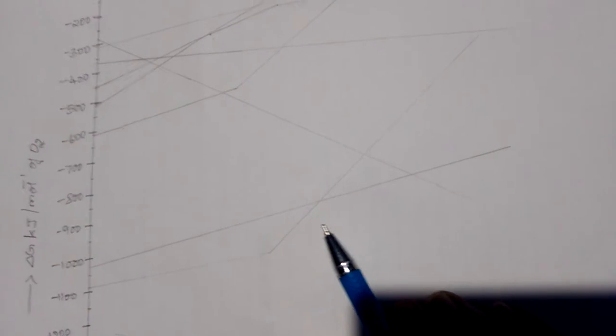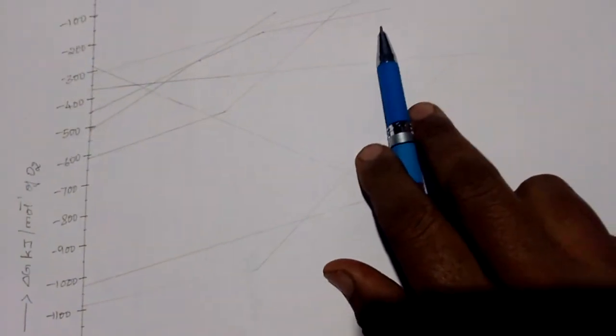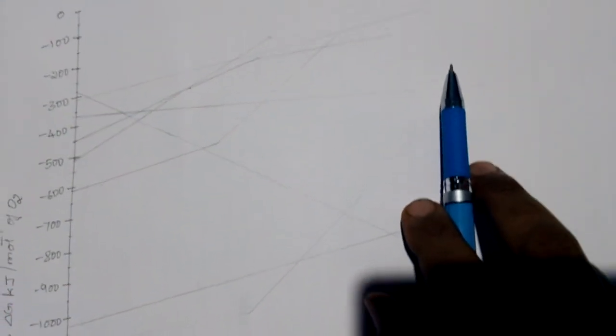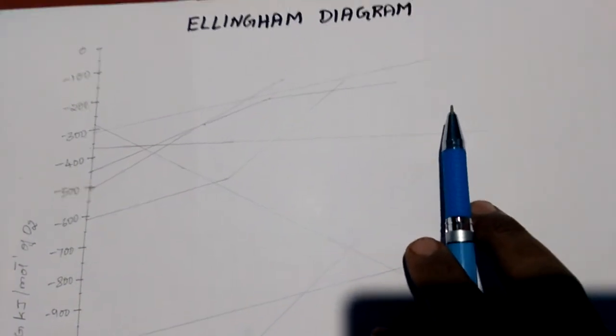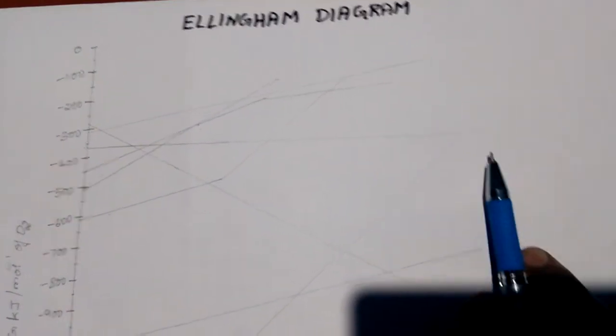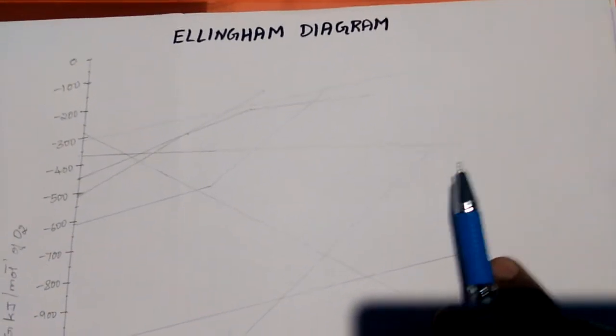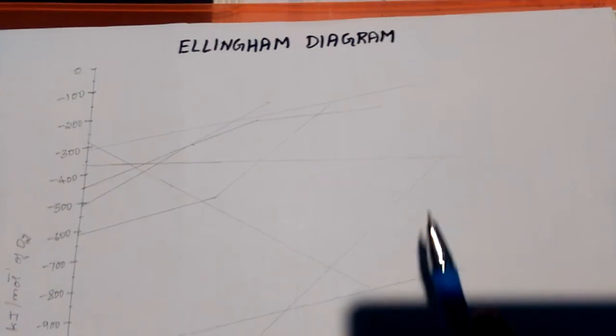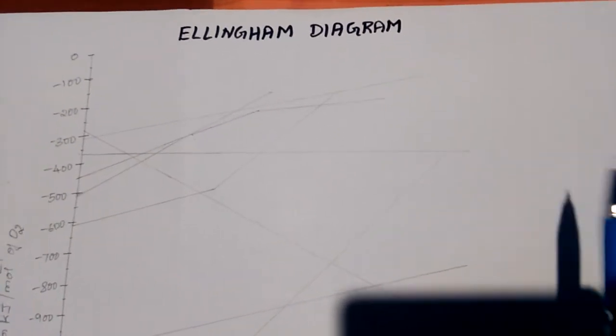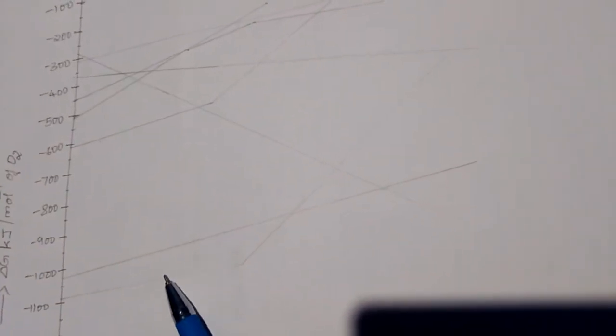In the examination you may not be asked to draw this graph, but this graph helps to understand the method to be adopted for the extraction of metals and also to select the reducing agent for the process. So I have drawn some lines here. These lines are the plots for the conversions of the different elements into their oxides.